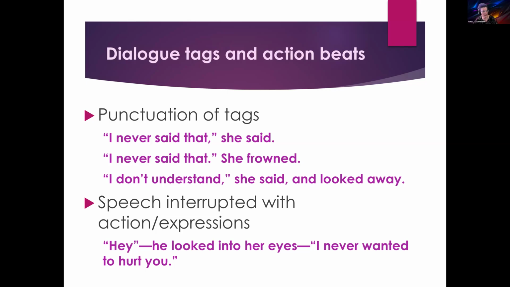Also, when you have speech interrupted with action, like in our final sentence here, this is how you punctuate it, by the way: the quotes and then the dashes in between the quotes. Make sure that the opening quote mark after the second dash is turned the correct way, because Word will automatically make it the wrong way. So make sure to always fix those.